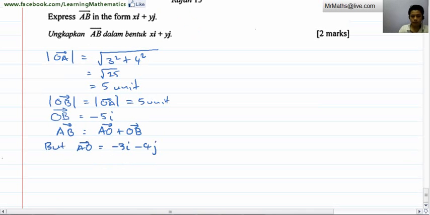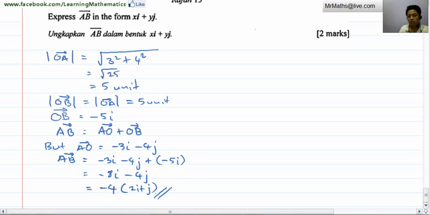Okay, so AB thus is negative 3i plus negative 4j plus negative 5i, which is negative 8i minus 4j. Or I can say negative 4 times 2i plus j. Okay, here's the answer.